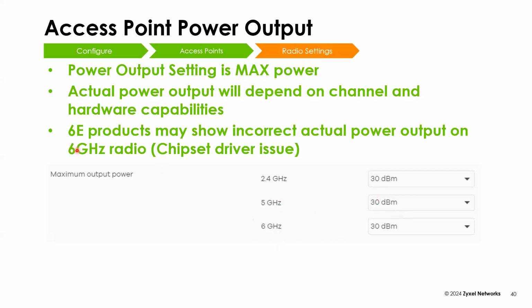And then I know for a while on the 6E products, there was a chipset driver issue that caused it to report incorrect power output information. I don't know if that was ever fixed on those 6E products. It is not a problem on the current Wi-Fi 7 products.